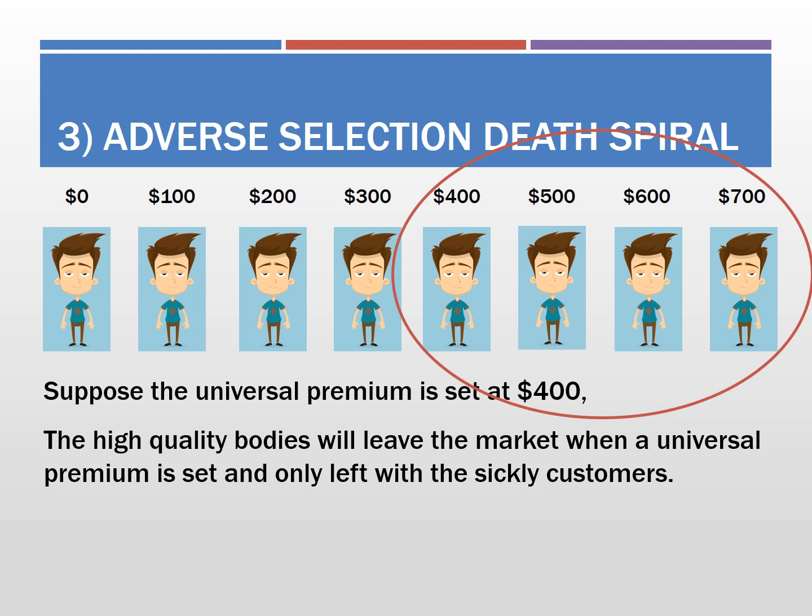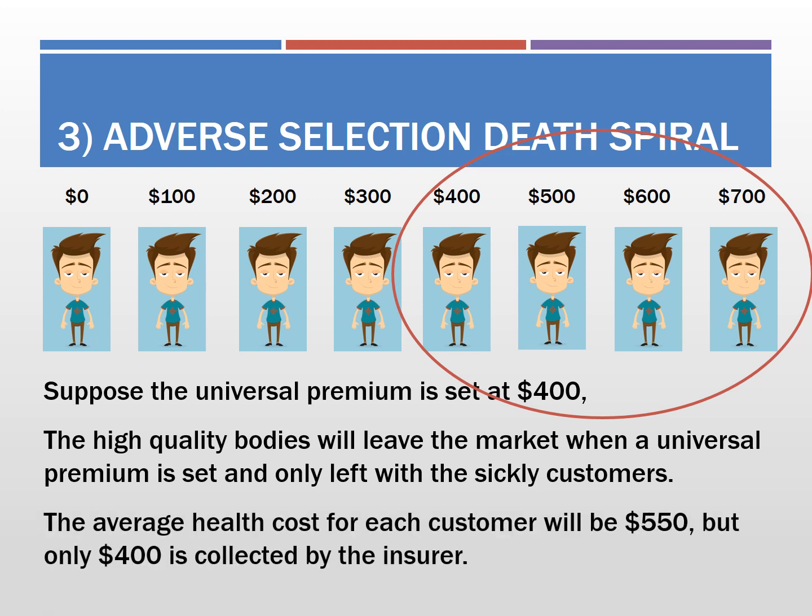However, even with the money collected from these 4 individuals on the right hand side, the insurance company will still have to pay $700 for the farthest right hand side individual, $600 for the second one, $500 for the third one, and $400 for the fourth one. That means on average the healthcare cost for each customer will be $550, but only $400 is being collected by the insurer from every single individual in the market. So in this case, obviously, the insurance company will lose money.